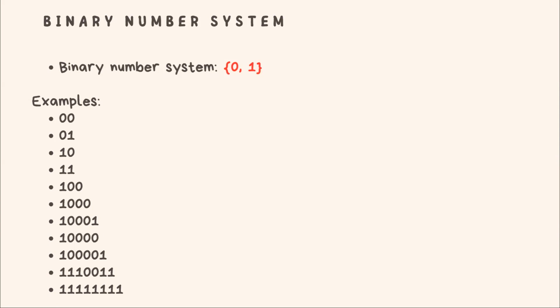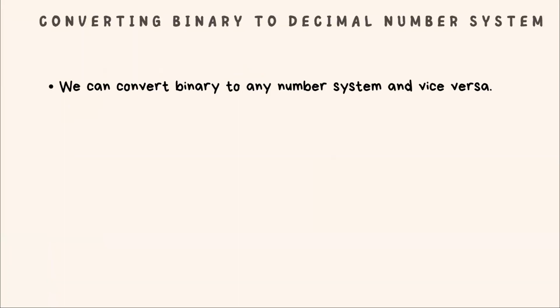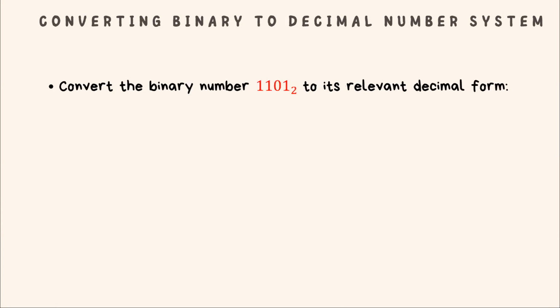Okay, now let's move on to the main part, and that is how to convert between binary and decimal number systems. We can convert binary to any number system and vice versa. So for example, let's look at the first example where we are converting a binary number to its relevant decimal form.